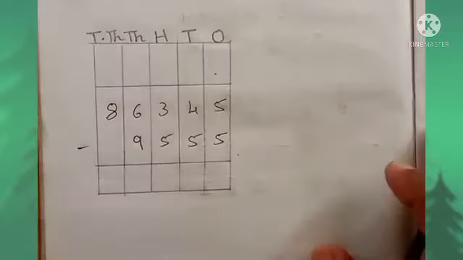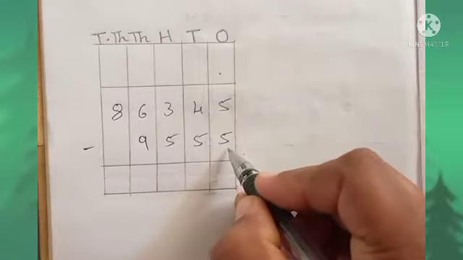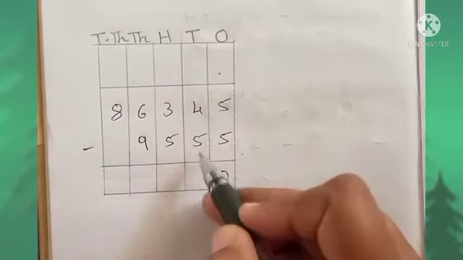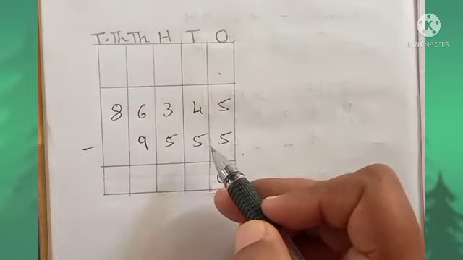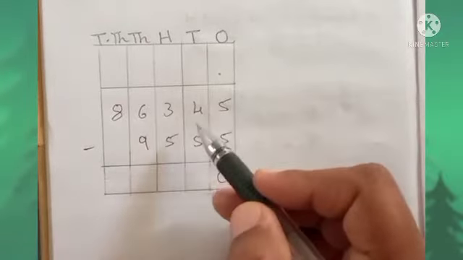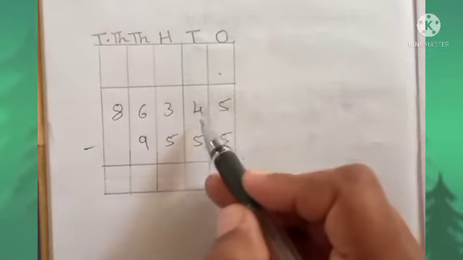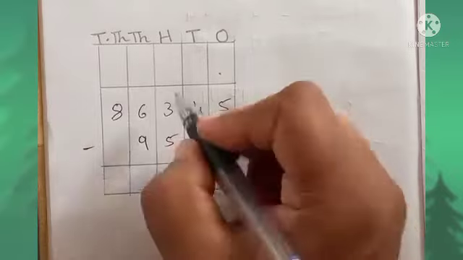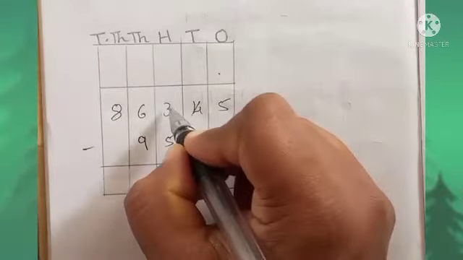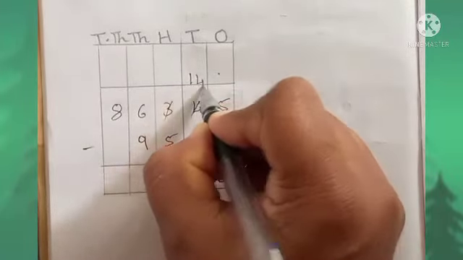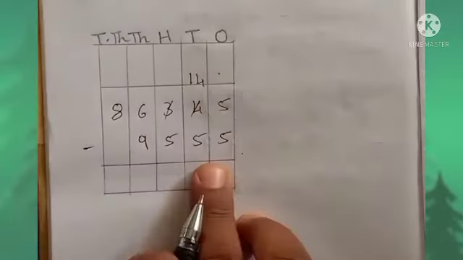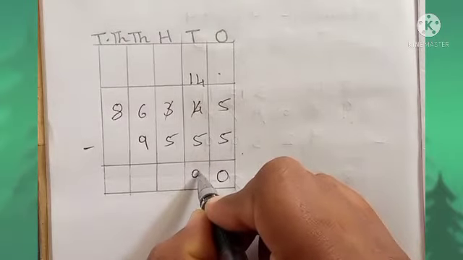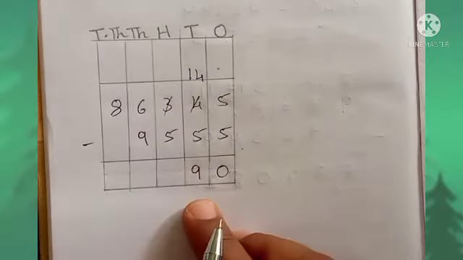Let's subtract now. Okay. 5 minus 5, how much? 0. Now in 4 can you minus 5, dear children? So in the tens place 4 is given, isn't it? So in 4 can you minus 5? No. What you should do? Borrow. So if you borrow 1 from here, this will become 14. Okay. 14 minus 5, how much, dear children? Yes. So 9. How much will you get? 9.